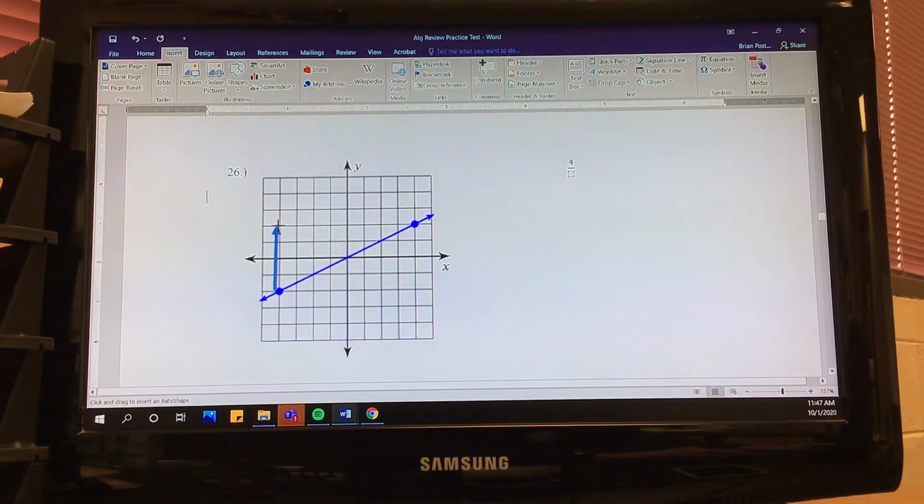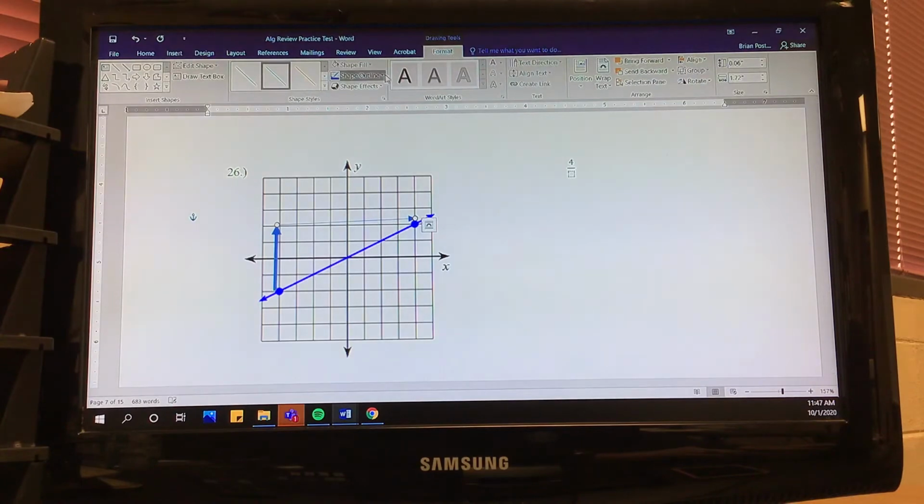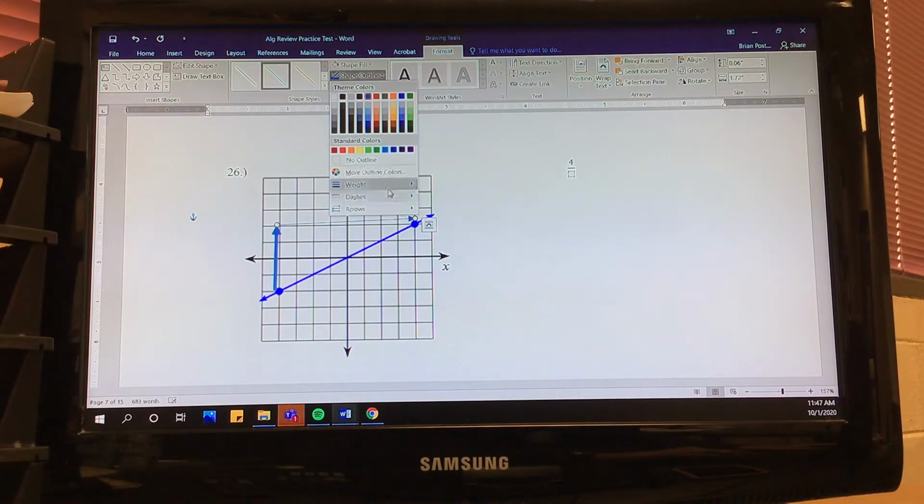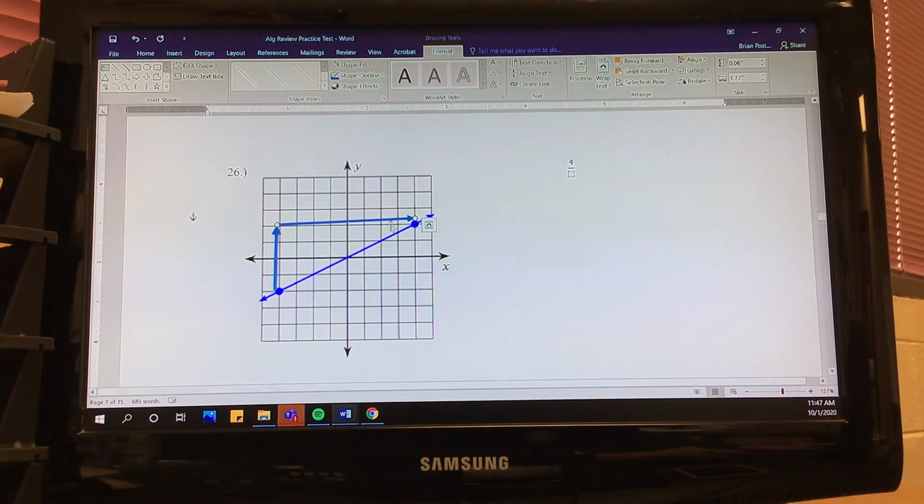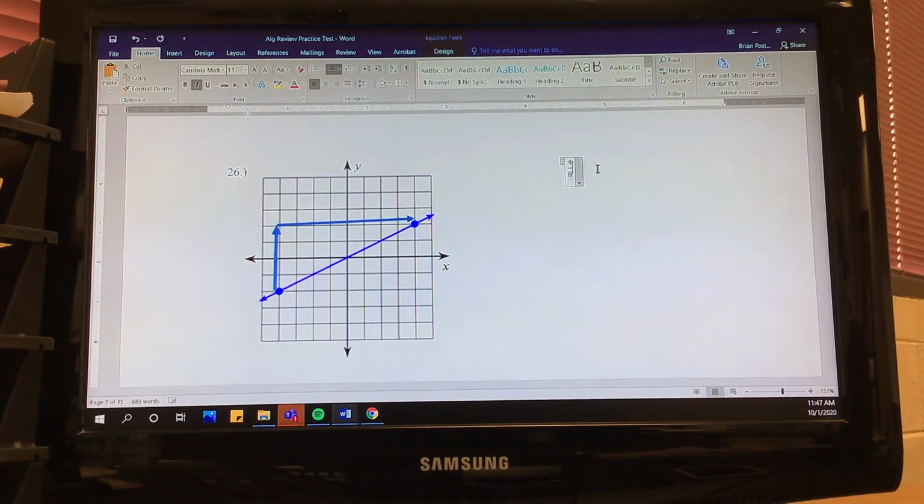By run, that means we're going left or right. In this case, we're going to the right. When we move to the right, that is positive. So we are going a positive 1, 2, 3, 4, 5, 6, 7, 8. Positive 8. So our answer here is 4/8. However, we need to simplify that. That simplifies to 1/2.